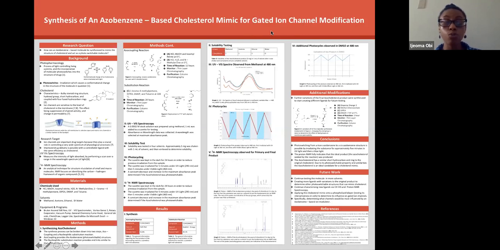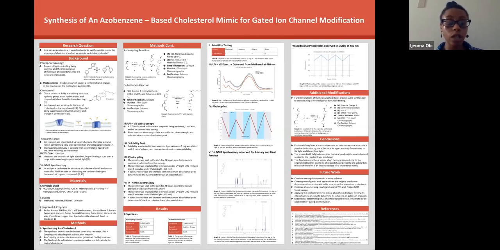So as you probably already know, cholesterol has this bulky storage structure, and cholesterol has this amazing property where it's able to change the permeability of ion channels without directly interacting with the ion channel itself. So cholesterol is able to interact, as you can see from the diagram over there, similar to a lysolipid, where it's able to open and restrict ion channels by simply entering and exiting the cellular membrane.